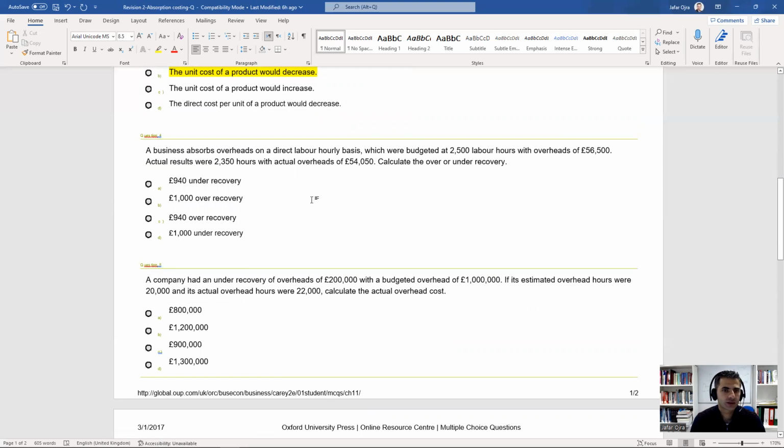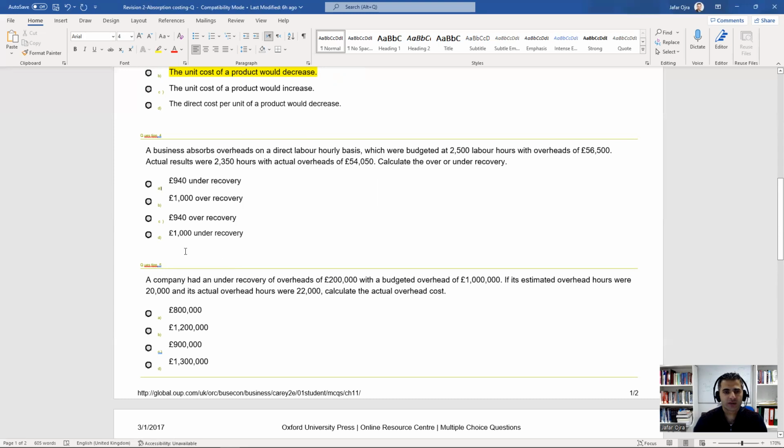Okay. A business absorbs overheads on a direct labor hours basis, which were budgeted at 2,500 hours. So that's the budgeted hours, with budgeted overhead of 56,500. Actual results were 2,350 hours with actual overhead of 54,050. Calculate the over or under recovery, or over or under absorption.